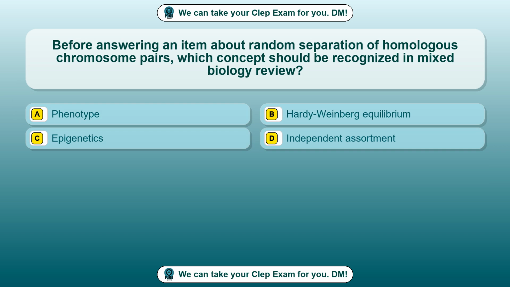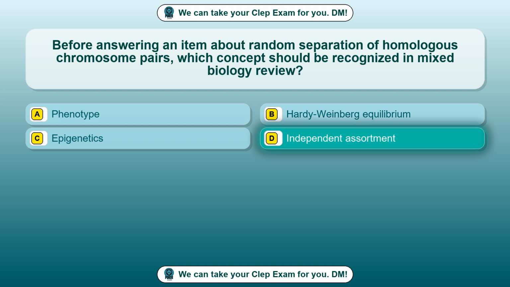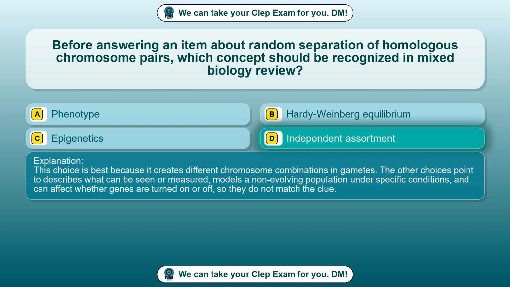Question 92. Before answering an item about random separation of homologous chromosome pairs, which concept should be recognized in mixed biology review? Option A, phenotype. Option B, Hardy-Weinberg equilibrium. Option C, epigenetics. Option D, independent assortment. The correct answer is option D, independent assortment. This choice is best because it creates different chromosome combinations in gametes. The other choices point to describes what can be seen or measured, models a non-evolving population under specific conditions, and can affect whether genes are turned on or off, so they do not match the clue.